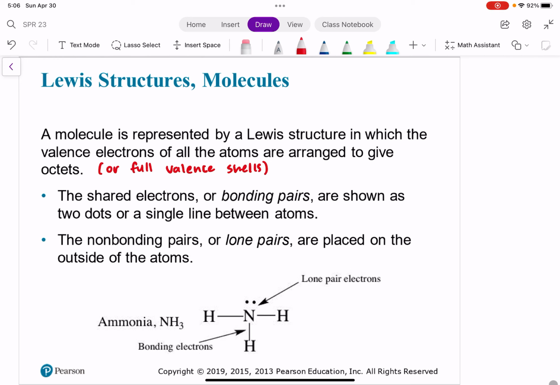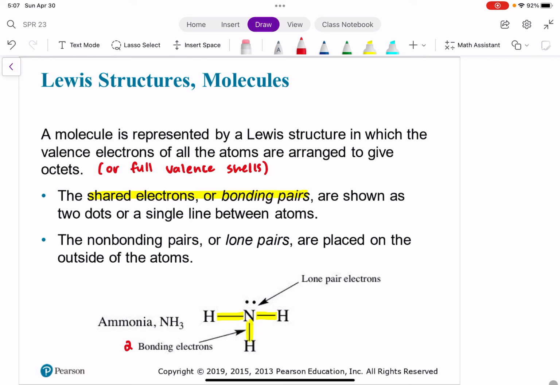Okay. So the shared electrons, or bonding pairs, and we'll use yellow for this one, are shown as 2 dots or a single line between atoms. And you'll usually see them as lines. So just start getting in the habit of, when you see a line, that means that there are 2 bonding electrons there. Each of those lines represents 2 electrons that are being shared between those 2 atoms.